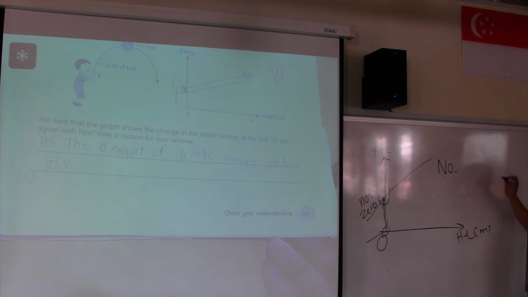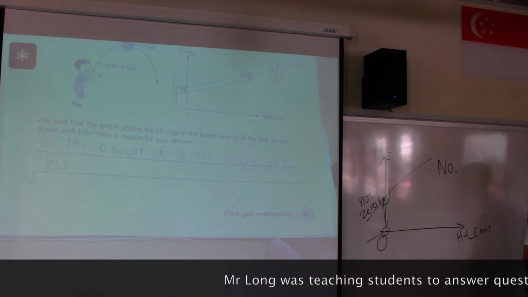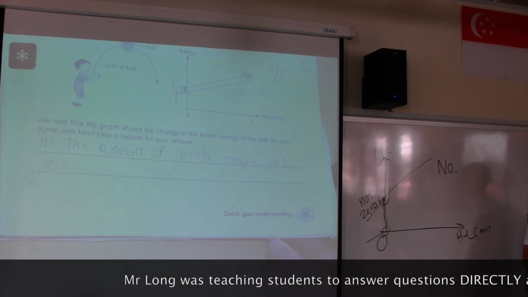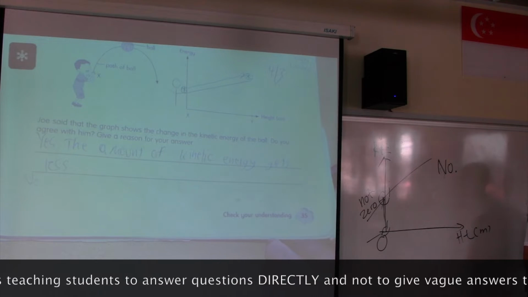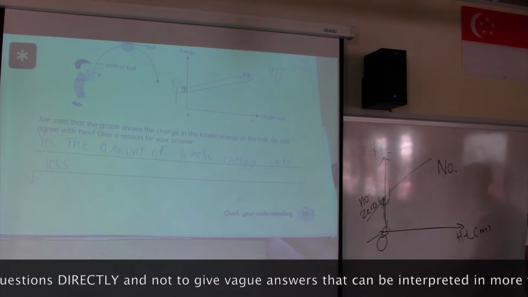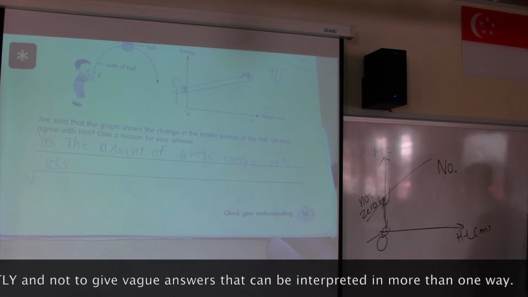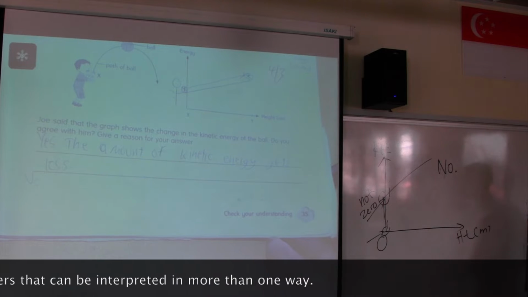Let's say we ask you a question, are you hungry? Straightforward answer is yes or no. If I ask you, are you hungry, and you tell me, I have just eaten, does it mean that you are full now because you have just eaten, or you are still hungry despite the fact that you have just eaten? You're leaving it to me to guess. A better answer is just tell me directly: yes, I'm hungry, or no, I'm not.